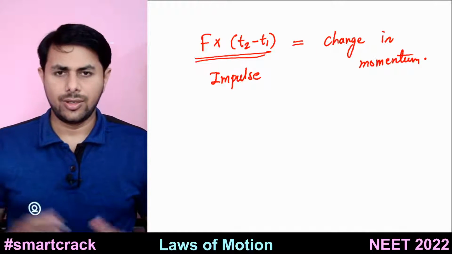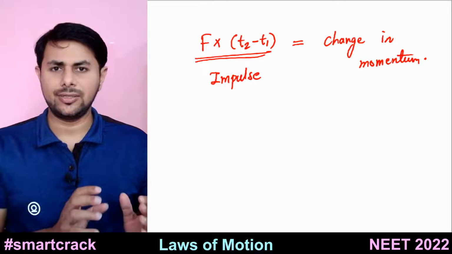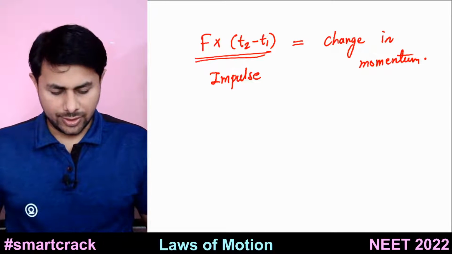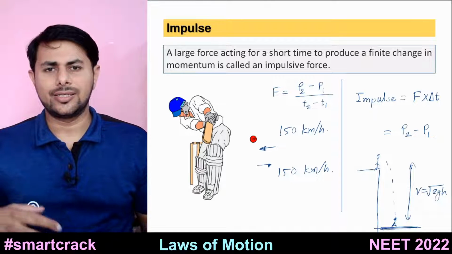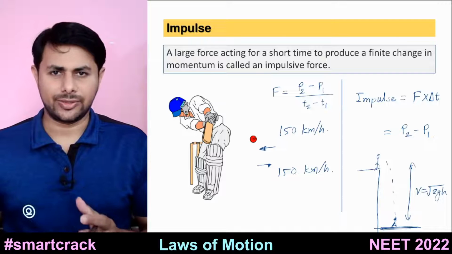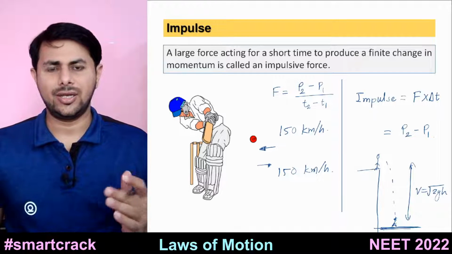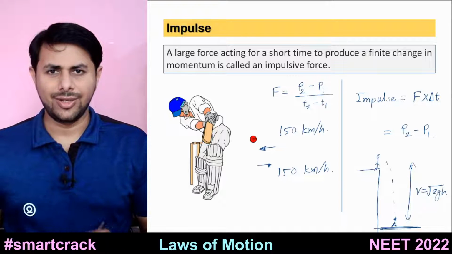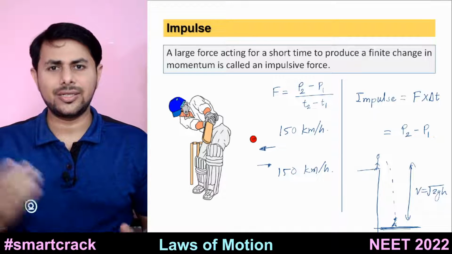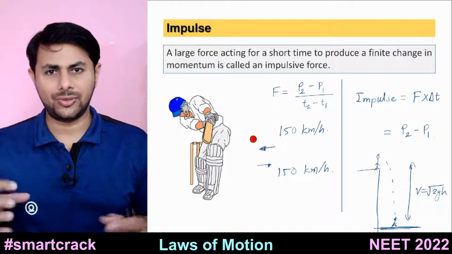Okay, so impulse gives us change in momentum, right? So now what is the use of this thing? There are some cases where we cannot find out force. Okay, we can just measure the effect of force. And what is the effect of force? It is change in momentum. So we say that there is this much of impulse due to that force.